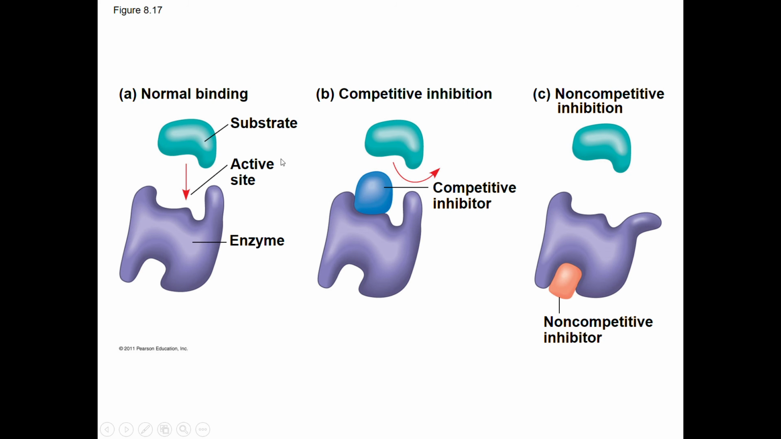So here, this shows you normal binding of a substrate to an active site. Here's competitive inhibition, right? You've got something blocking the active site, and then here's your non-competitive inhibitor. It binds somewhere else on the enzyme, but you can see that affects the shape of the active site.